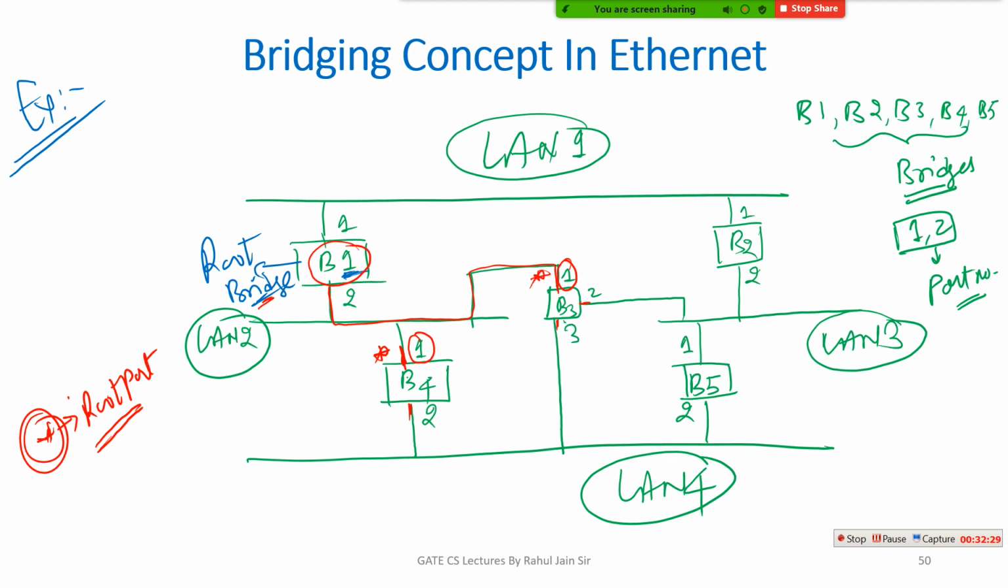If I talk about B5, then answer me, Manjit. In B5, out of 1 and 2, which one is a root port? Because if I go to the root bridge from B5, I can face B3 and then B1. And if I go with port 2, I will face B4 and then go to B1. Means either I go from port 1, it will take 2 hops, this is one hop, this is another hop. If I go to port 2, this is one hop and this is another hop.